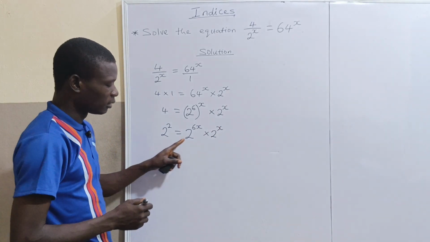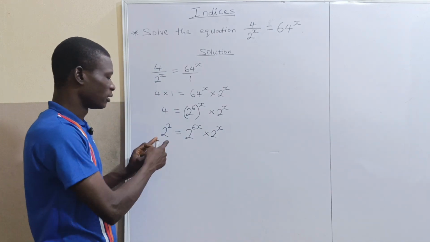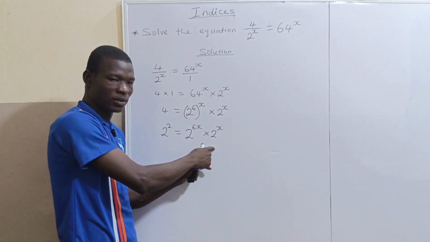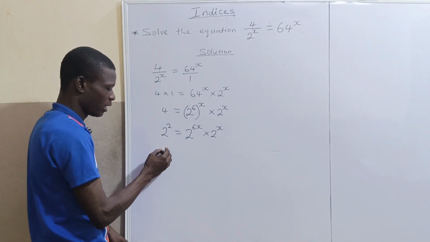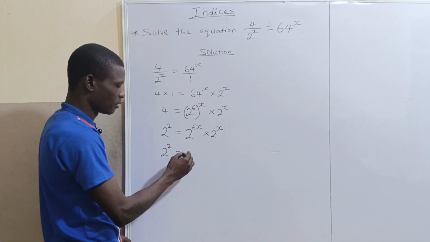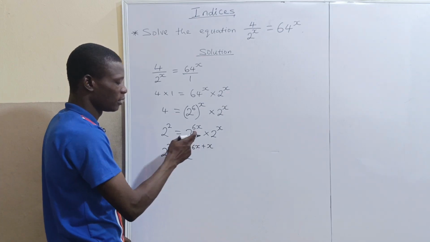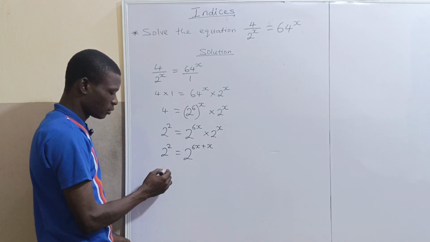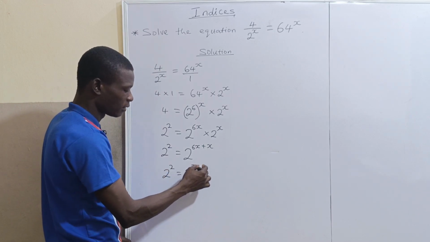Okay, now we see that all the bases are one and same, but we cannot cancel out the bases yet until there is only one base on this side of the equal sign and only one base on this side of the equal sign. And those two bases on both sides of the equal sign are one and same. So we'll be having 2 raised to power 2 equals, according to the very first law of indices, 2 raised to power 6x plus x. When the bases are exactly the same and they are multiplying themselves, all you need to do is to just add their powers. So we have 2 raised to power 2 equals 2 raised to power 7x.